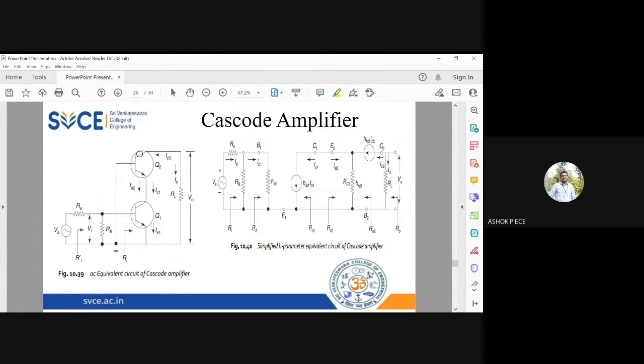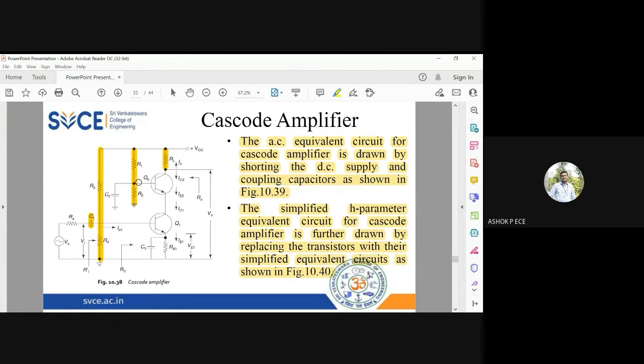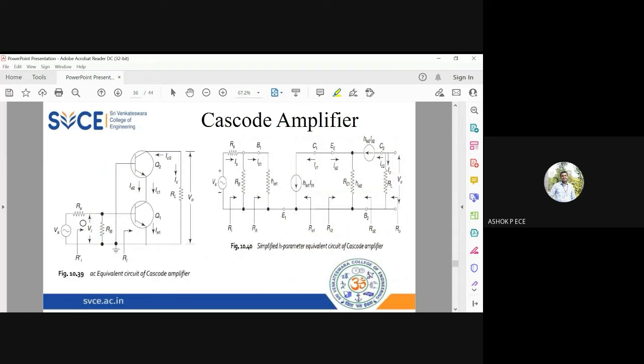So this is the AC equivalent circuit you see. This C2 capacitor is shorted. This VCC is shorted. This RE parallel to CE is shorted. C1 is shorted. This VCC is also shorted. So whatever DC voltage I have shorted, and other things I have drawn here. And you have this base grounded, this emitter grounded, and you have the biasing resistors RB alone present across the base. So this is going to be the AC equivalent circuit.